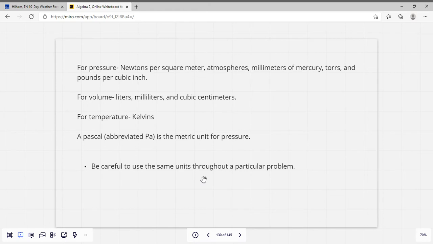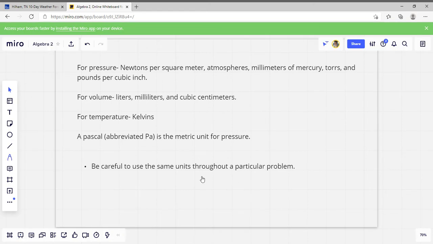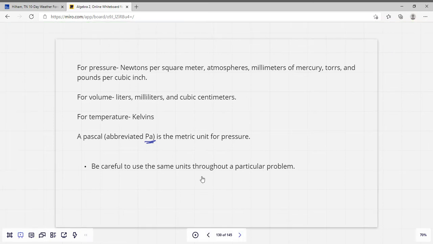For pressure, the units that we're going to use are going to be newtons per square meter, atmospheres, millimeters of mercury, torrs, and pounds per square inch. For volume, it may be liters, milliliters, or cubic centimeters. For temperature, it'll be kelvins. And a pascal is the metric unit for pressure, abbreviated as Pa. The units don't matter. We're not going to use the units when we're working on the equation, we're just going to use the numbers. Just be careful that you're using the same units throughout a particular problem.